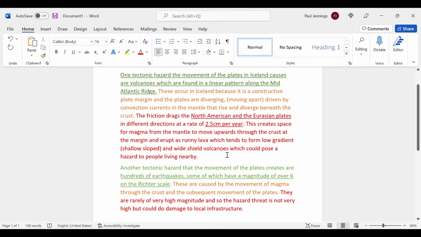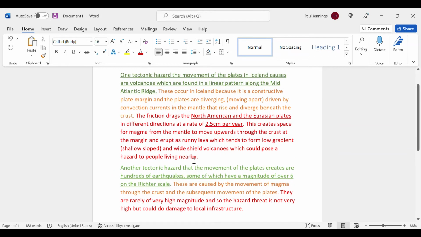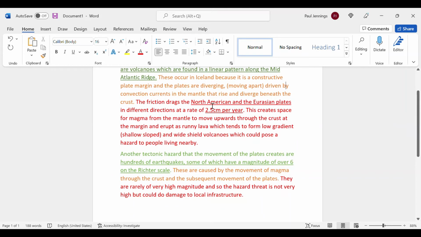This is all extra information that's going to be ensuring I move to the top of that level, top of that marks. Second point is a bit shorter because I've done a lot of the explanation in here. Another tectonic hazard that the movement of the plates creates are hundreds of earthquakes, some of which have a magnitude of over 6 on the Richter scale. Once again, I've underlined this because this is from figure 2.